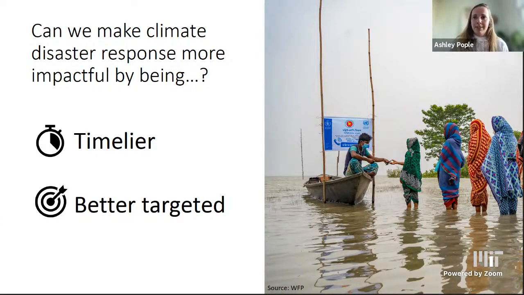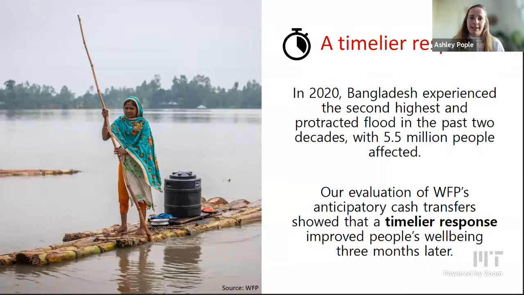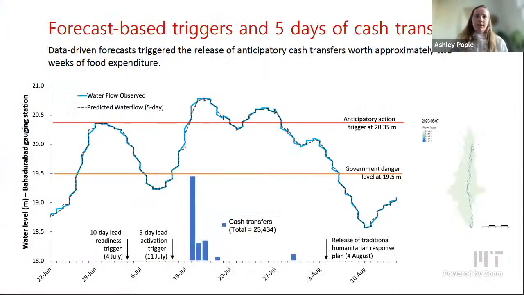And so I'm going to first showcase an example of an intervention, one of these anticipatory action pilots that OCHA was coordinating last year in Bangladesh. And we, a group of researchers at the Centre for Disaster Protection in Oxford, conducted an impact evaluation to showcase that giving cash to people before one of the worst floods in decades in Bangladesh was more effective in improving people's well-being even months later. So how does this model work?